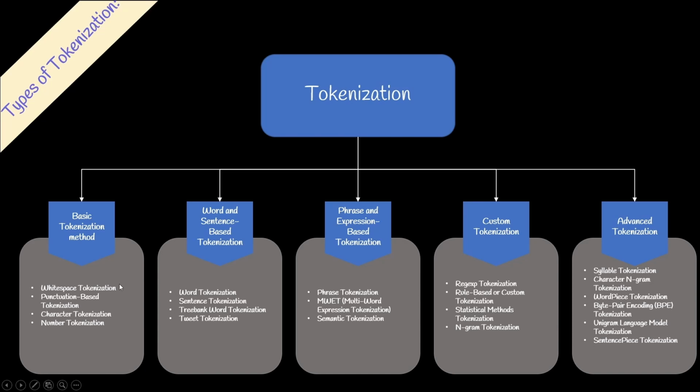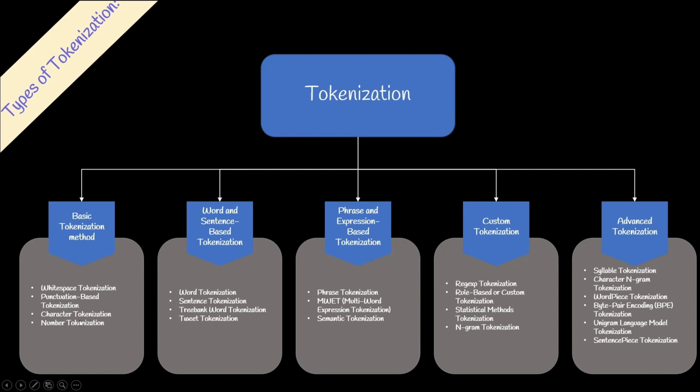So let's start with basic tokenization methods. In basic tokenization, we have white space tokenization, punctuation based, character and number tokenization. Now, white space tokenization splits the text based on the spaces. Each word is treated as a token when separated by white space only. It's simple but doesn't handle punctuation or complex language structures well. Now, in case of punctuation based tokenization, text is split not only by spaces but also by punctuation marks. It improves upon white space tokenization by separating words from the punctuation.